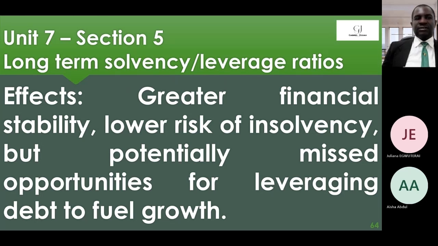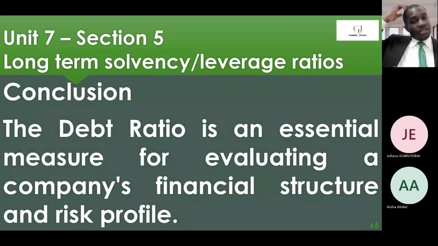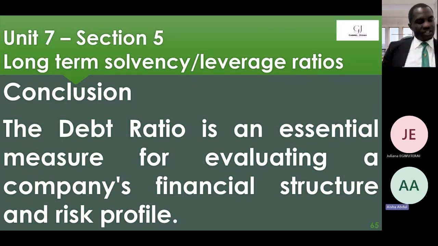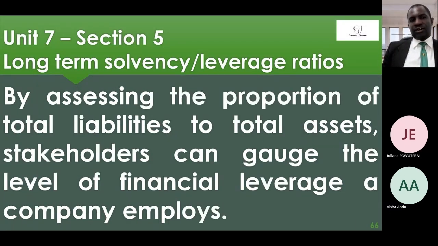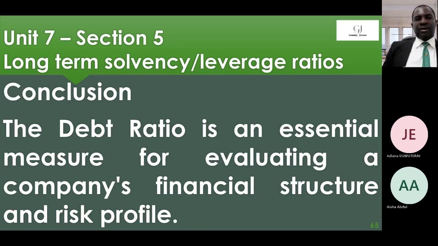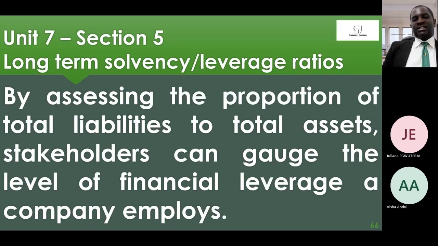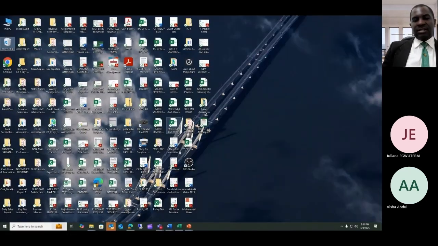It's very important. So in conclusion, the debt ratio is an essential measure for evaluating a company's financial structure and risk profile. By assessing the proportion of total liabilities to total assets, stakeholders can gauge the level of financial leverage a company employs. Exactly. So that balance we spoke about is important. So your total assets to total liabilities should be at least 50%. So we are seeing 56% in Dan Kabir.